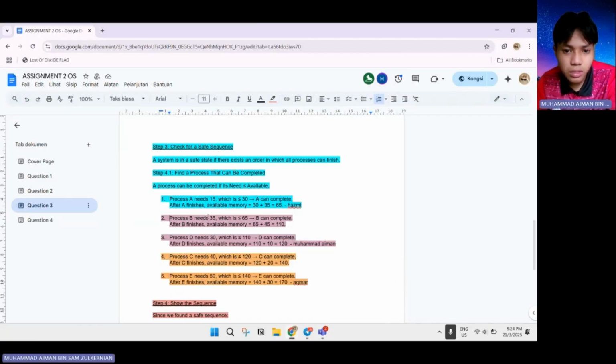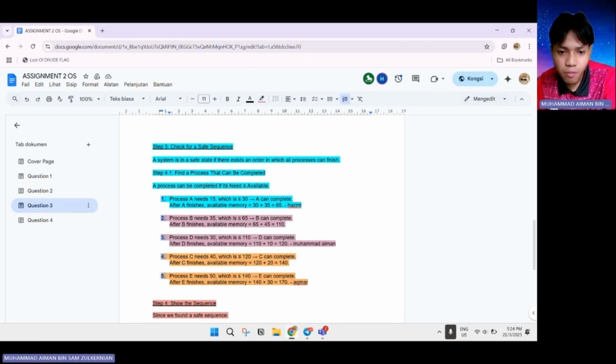Process B needs 35, which is less than or equal to 65. So B can complete. After B finishes, available memory equals 65 plus 45, the allocated amount, which equals 110. Next, process D needs 30, which is less than or equal to 110. So process D can complete. After D finishes, available memory equals 110 plus 10, which equals 120.